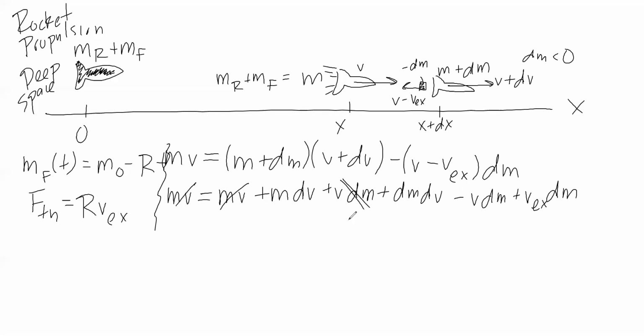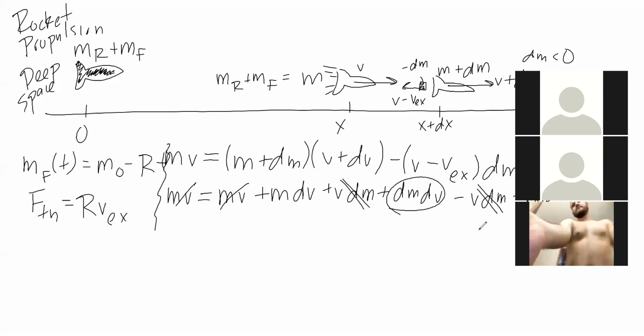There's nothing else that has a pair of cancellations, although I do want to briefly mention that this term, dm dv, is also 0. That's because when you're dealing with differentials, if the differential is, quote unquote, infinitely small, technically the square of the differential is infinitely small, so it's 0 when compared to the infinitely small thing.